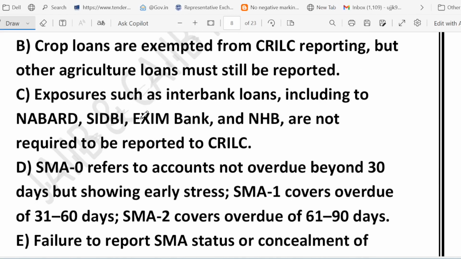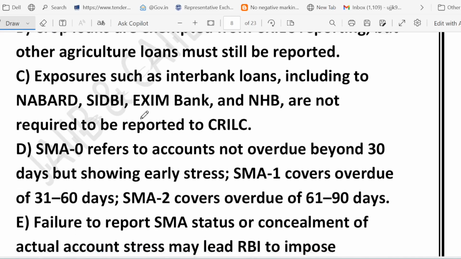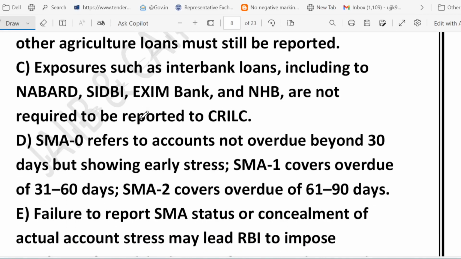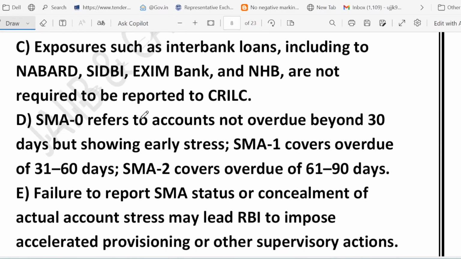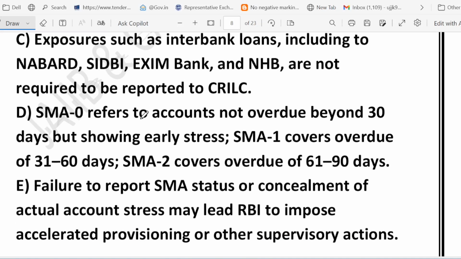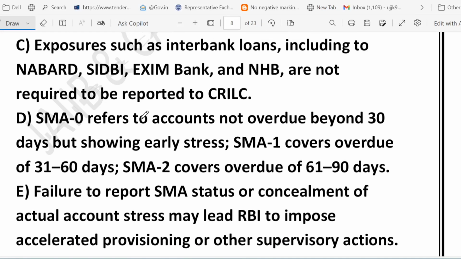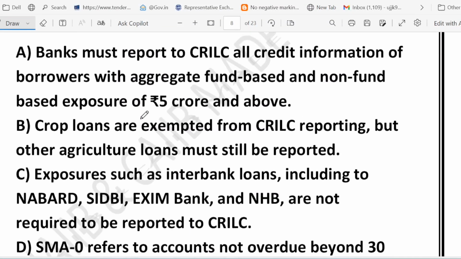SMA 0 refers to an account not overdue beyond 30 days. SMA 1, 31 to 60 days. SMA 2, 60 to 90 days. And option E says that failure to report SMA status or concealment of actual account stress may lead RBI to impose accelerated provisioning or other supervisory action. Very good question. Let's look at option by option.